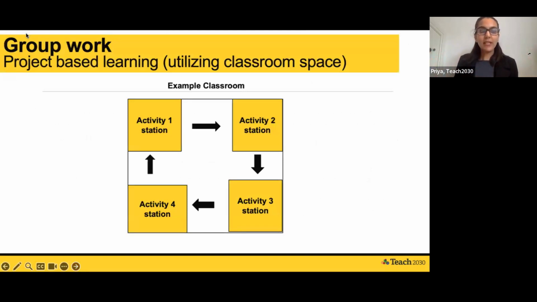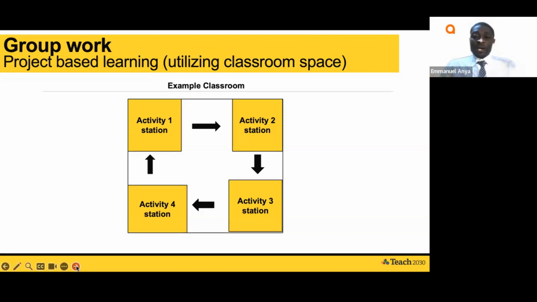So here's an example here. Group work, project-based learning, which is what Emmanuel had shared with us, utilizing classroom space. So this is a typical classroom, and in this classroom space, there are 4 different stations or 4 different activities. So Emmanuel, you've done this in your classroom. Would you like to share a little bit more about this classroom and how you've used group work to help stretch all of those resources so that all learners can meet their needs for their learning as well.